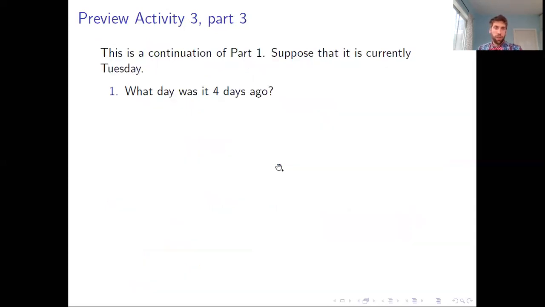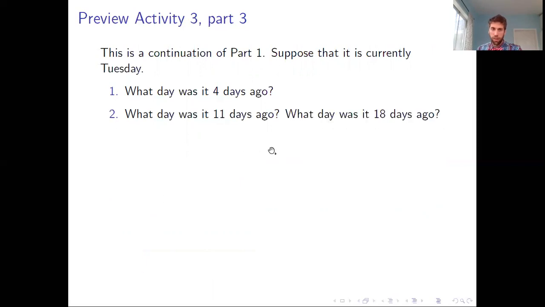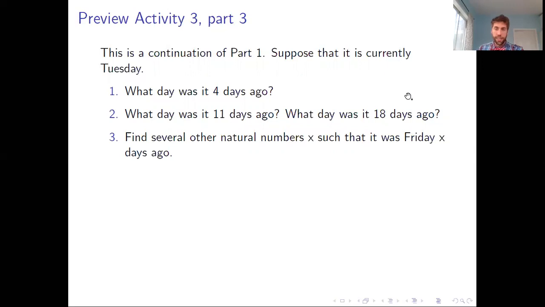All right, this is a continuation of part 1, and now we're going to do negative numbers. What day was it 4 days ago? If today was Tuesday, 4 days ago would have been Friday. What day was it 11 days ago? Well, that's 7 more days back. So again, Friday. 18, another 7 days, Friday.